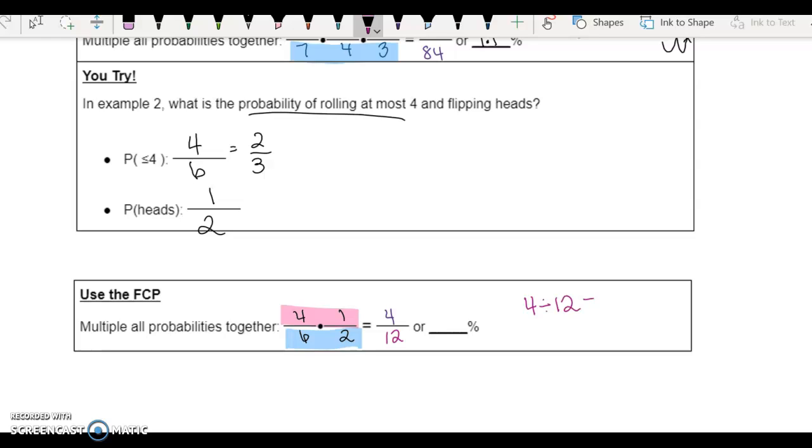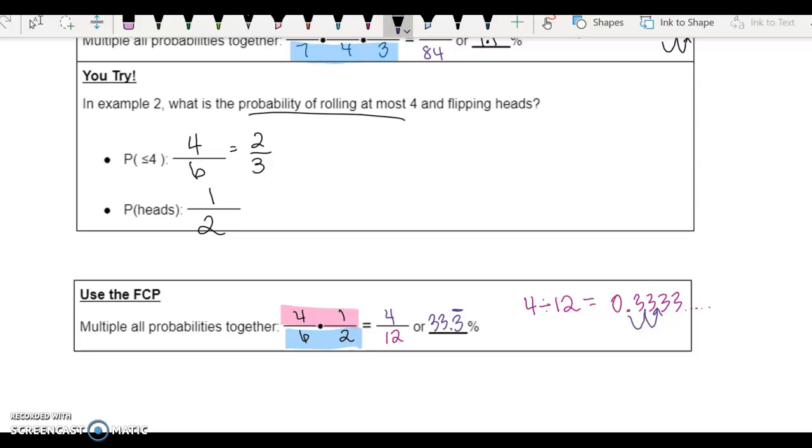And when I do that, I get 0 point, and then a bunch of 3s. They're just going to go on forever. So I'm going to turn that to a percent by moving that decimal 2 places to the right. So I get 33.3, and we're going to say repeating percent. So that means about 33% of the time I will get a number less than or equal to 4 and flip heads.